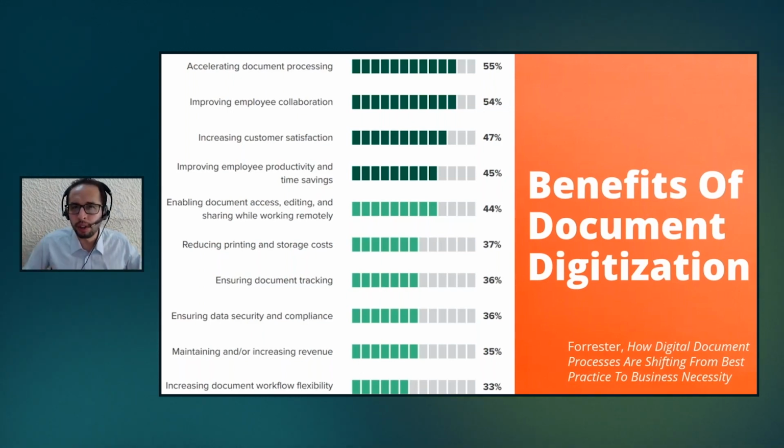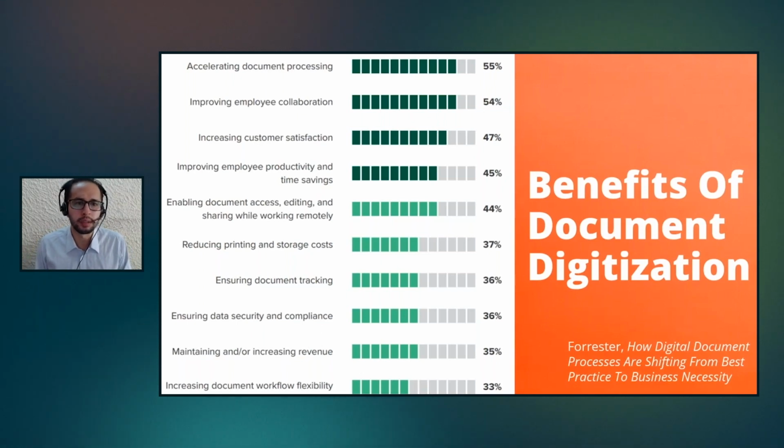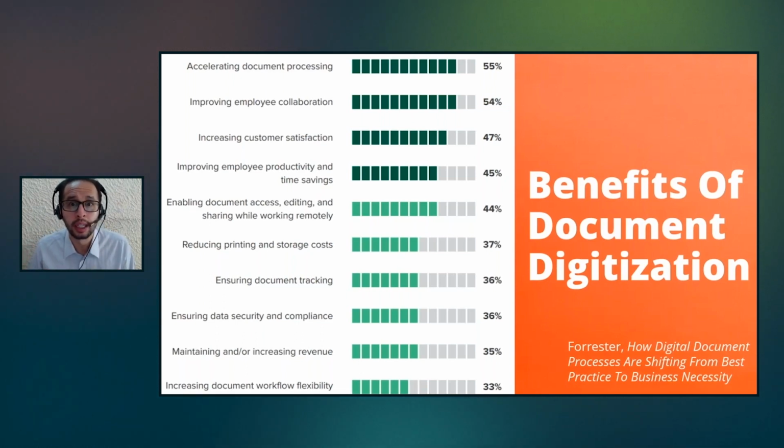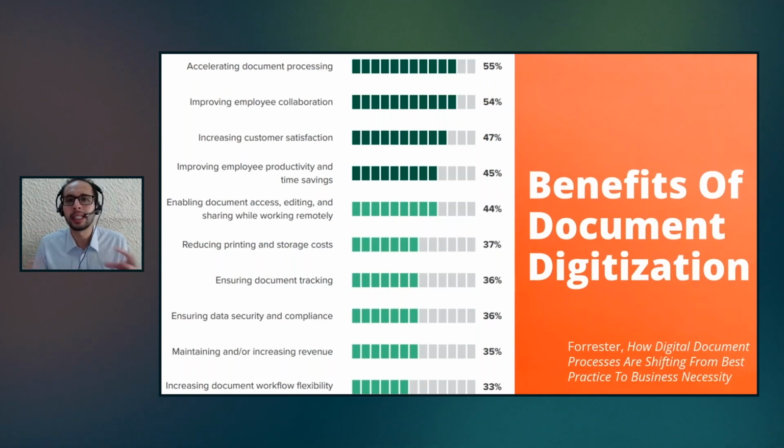Now, some of the other benefits, I'm going to just read them really quickly and highlight some. We're going to improve employee productivity and save time. We are going to enable document access, editing, and sharing while working remotely. Many companies faced that when they were in lockdown, they could not continue working because they had to go physically to the building to access some documents. But now if it's digital, it doesn't matter where you are. You can work 100% remotely and access whatever you want. You can reduce the printing and the storage cost.